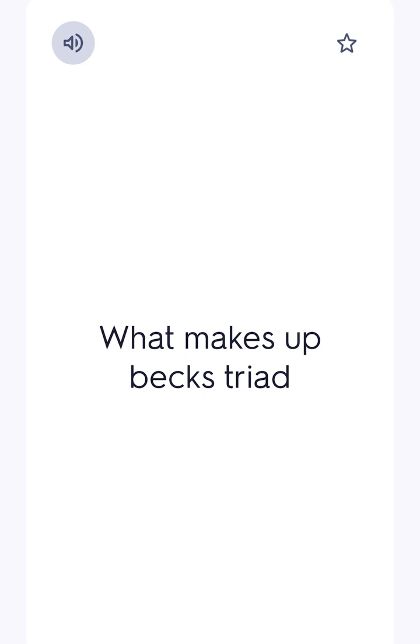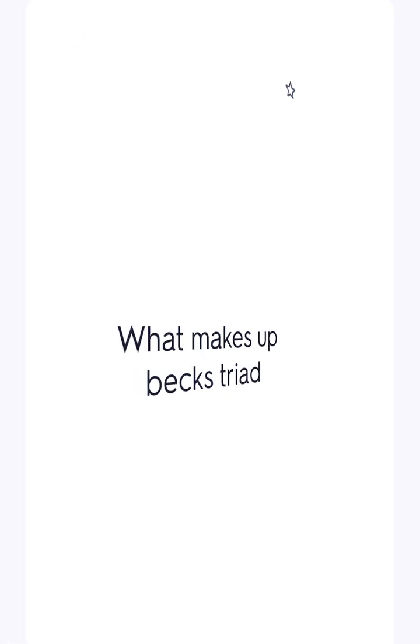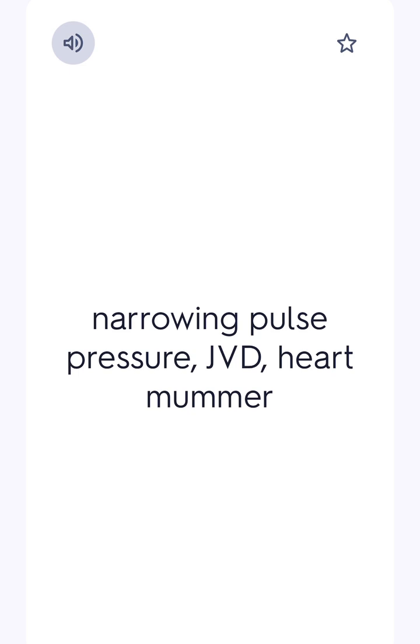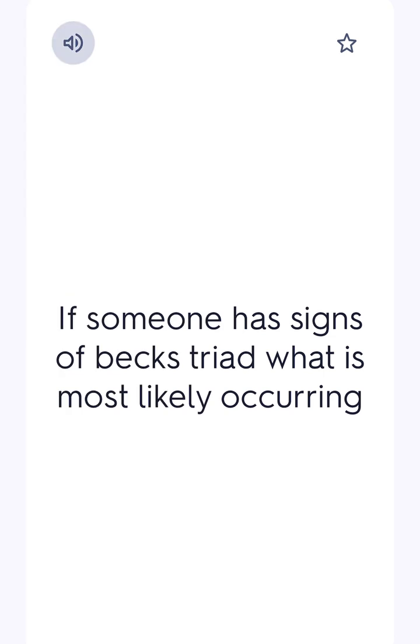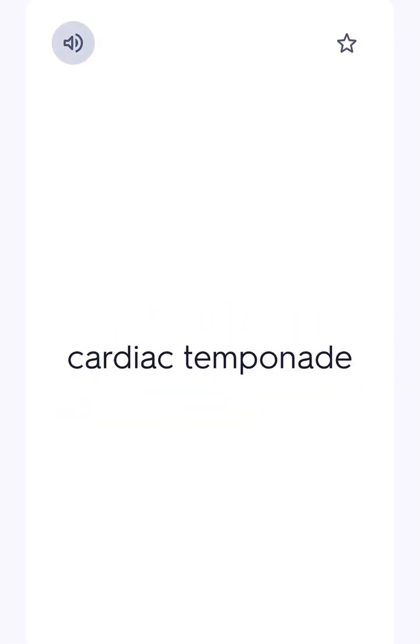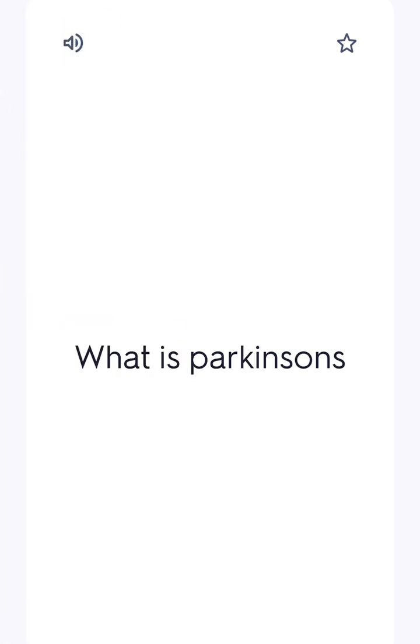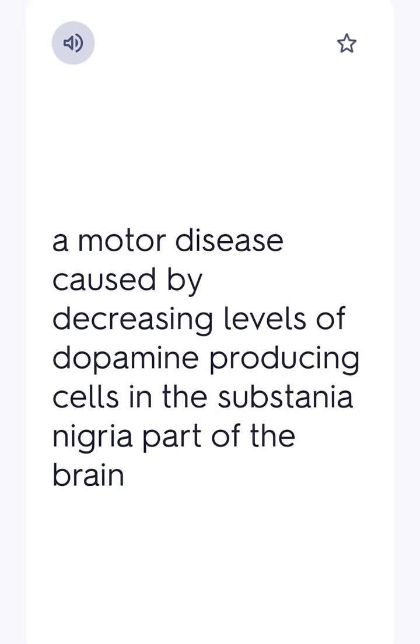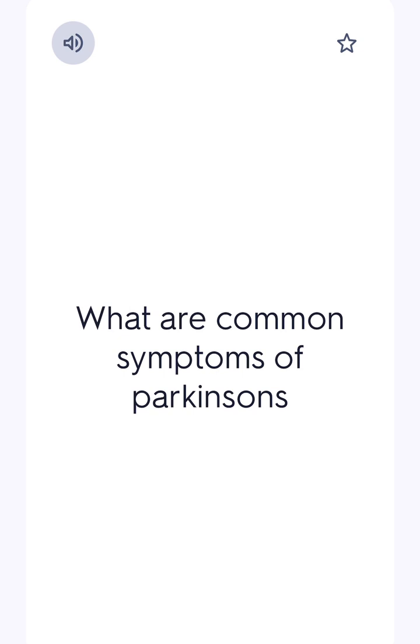What makes up Beck's triad? Narrowing pulse pressure, JVD, heart murmur. If someone has signs of Beck's triad, what is most likely occurring? Cardiac tamponade. What is Parkinson's? A motor disease caused by decreasing levels of dopamine-producing cells in the substantia nigra part of the brain. What are common symptoms of Parkinson's?